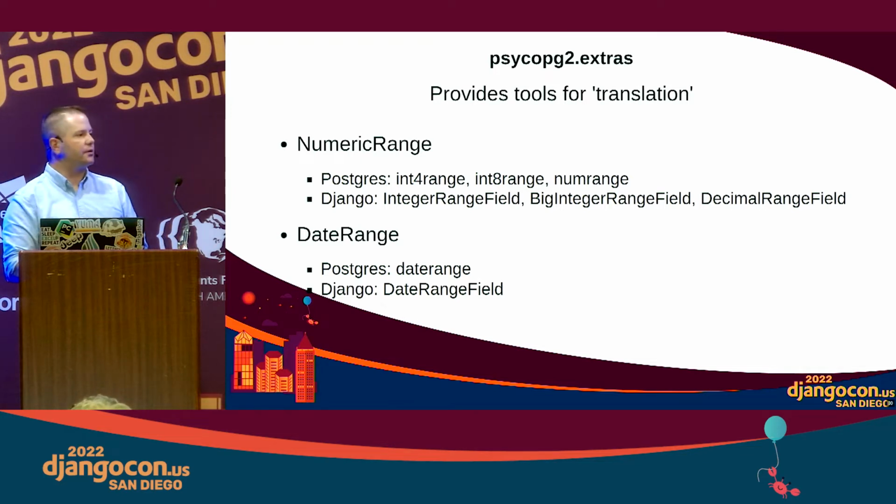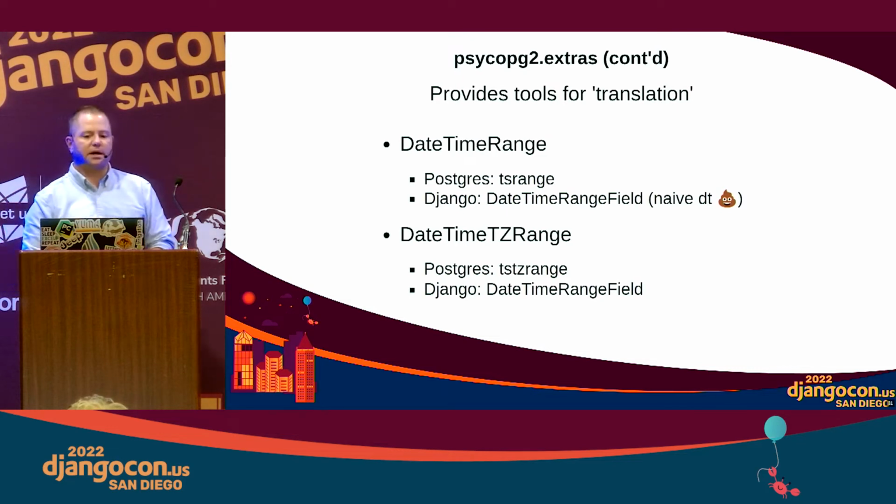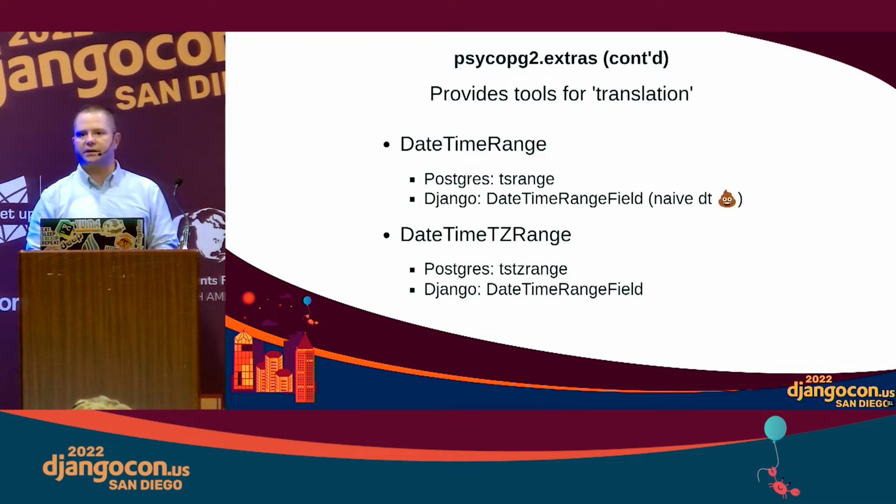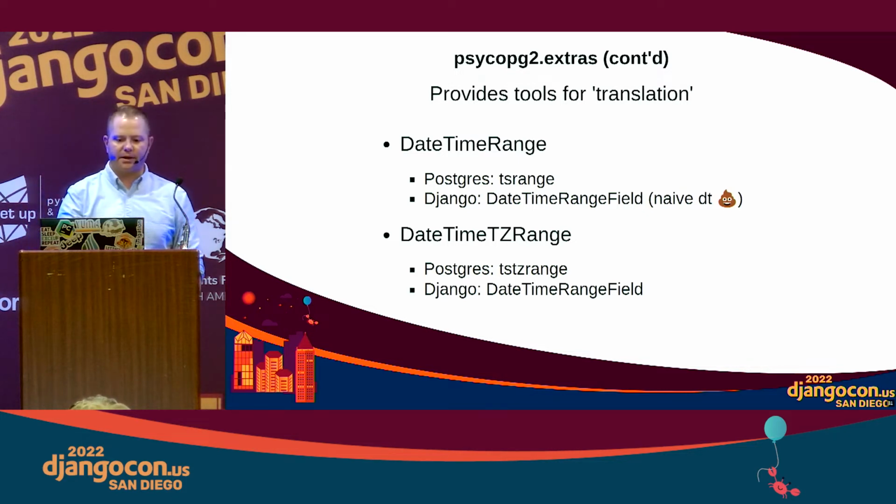When it comes to integers and dates, those are discrete values. All of the other ones, and big int range, sorry, decimal ranges, and on this next page, date time range and date time TZ range, those are not discrete, they are continuous. So you can have continually smaller periods between things. And that can be important as we'll talk about later.